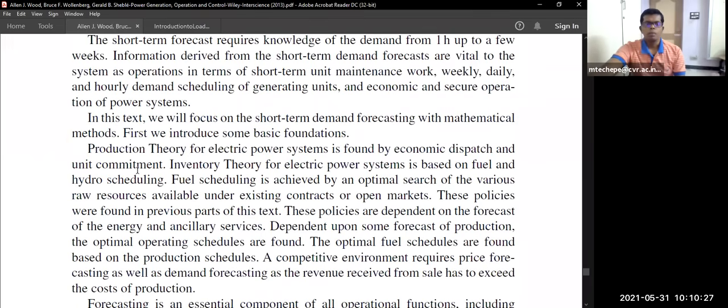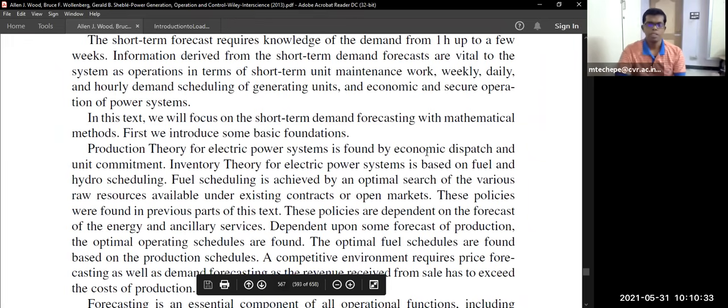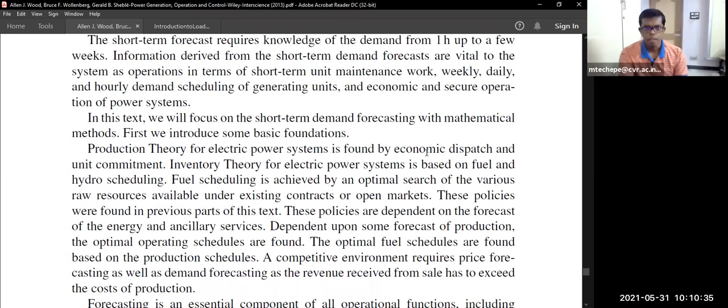Production theory for electrical power systems is formed by economic load dispatch and unit commitment. So with economic load dispatch, you can find the least cost generators, and also unit commitment. After finding the least cost, you can commit which unit is least cost.